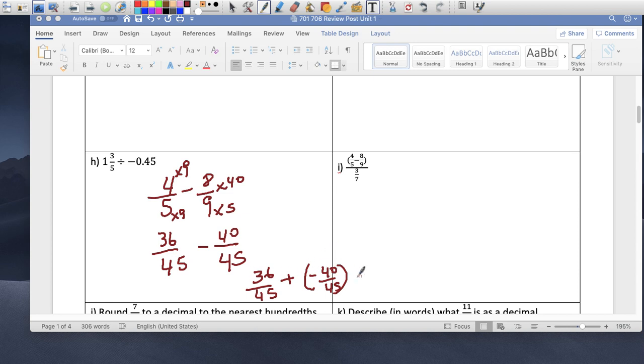Who's going to win? So we know it's going to be 45. We know the negatives are going to win. Why are they going to win? Because they have 4 more. So this is the answer for the top. So the top is going to change to negative 4 over 45.